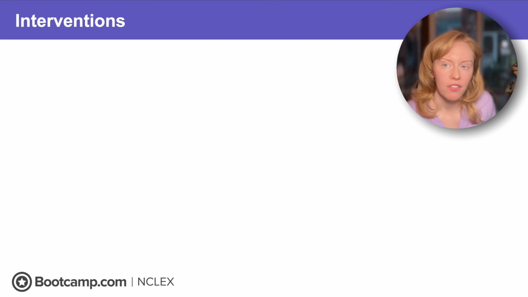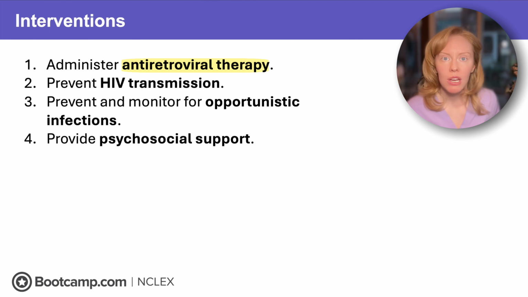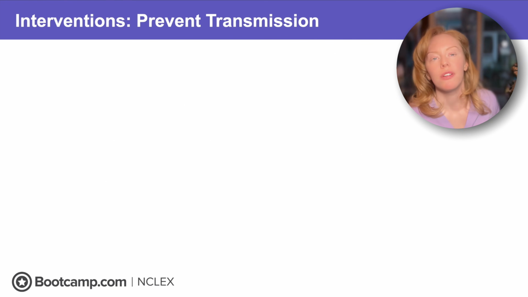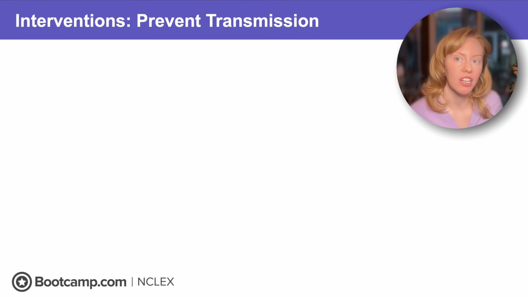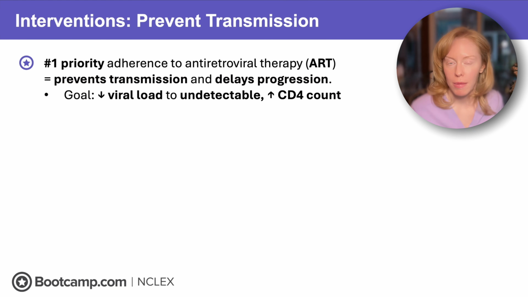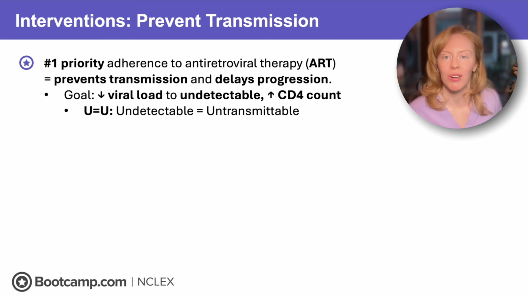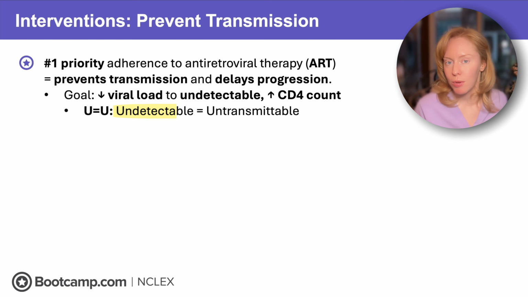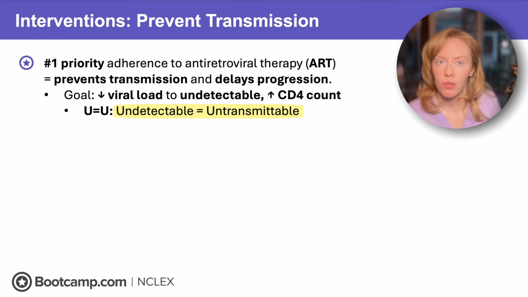To intervene for HIV, we're going to administer antiretroviral therapy, or ART, prevent HIV transmission, prevent and monitor for opportunistic infections, and provide psychosocial support. To prevent transmission of HIV from our patient to others, the number one priority is adherence to antiretroviral therapy, because ART prevents transmission and delays progression of the disease to AIDS. The goal, remember, is to decrease the viral load all the way to undetectable and increase the CD4 count. There's a big public health campaign called U=U, where undetectable means untransmittable. So make sure your patient knows this is the goal.